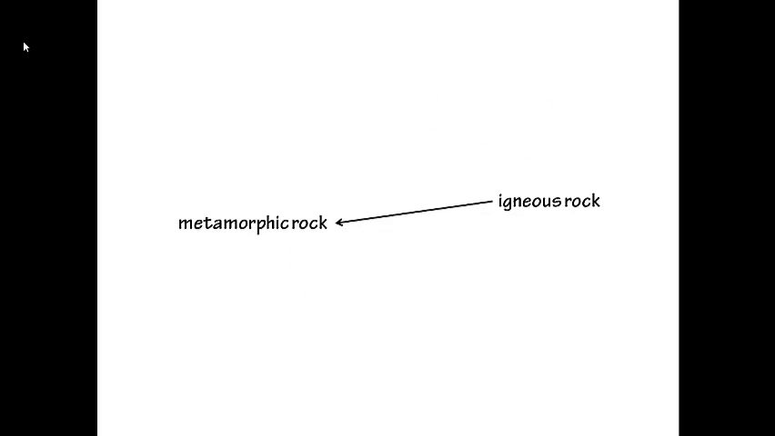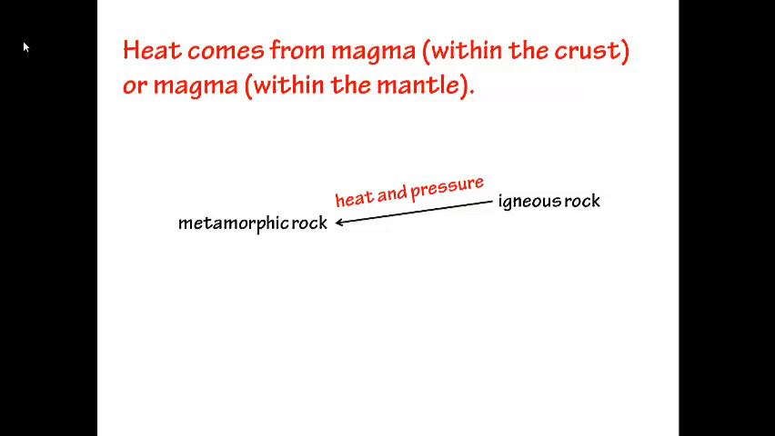The next step we're going to talk about today is igneous rock becoming metamorphic rock. Igneous rock becomes metamorphic rock through heat and pressure. The heat that changes igneous rock into metamorphic rock comes from magma, which can be within the crust, or magma within the mantle. A small pocket of magma can create a small pocket of metamorphic rock. Large areas of magma or the heat from the magma within the mantle can create large metamorphic rocks.